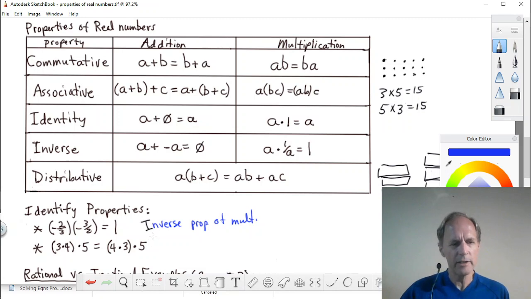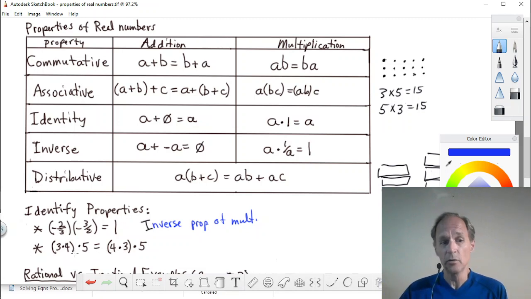Okay, what about this next one? 3 times 4 in parentheses times 5 equals 4 times 3 in parentheses times 5. Which property is that? They're saying those two things are equal. Be careful with this one. You see the parentheses, you might think this is the associative property, but look at the grouping. The grouping didn't change, right? 3 is grouped with 4. 3 and 4 are also grouped together here. The associative property says you can change the grouping and you won't change the result, but that's not what we changed here. So what did we change?